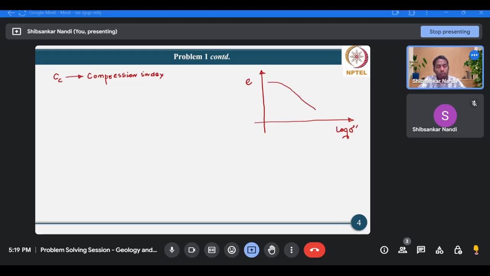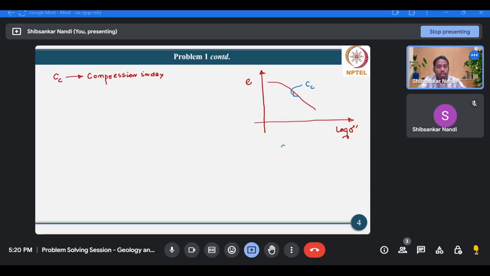Now in this plot, if you observe the trend, that is the variation of void ratio with respect to the effective stress, which is the main observation of any kind of consolidation test, you will see that two segments are there. The first segment has a very flat slope, followed by a linear segment which has a steeper gradient. Now the gradient of this second linear part is defined as Cc.